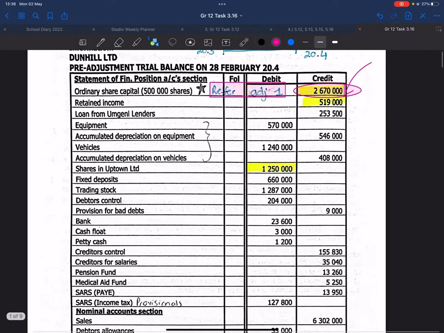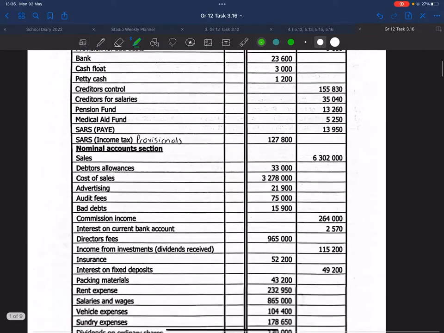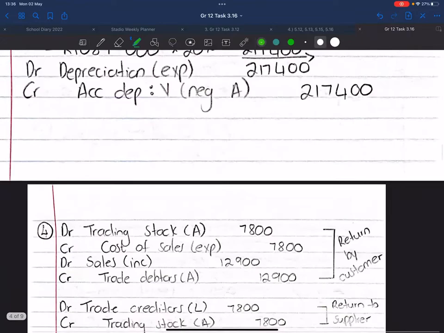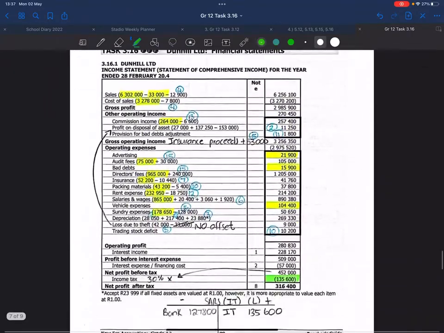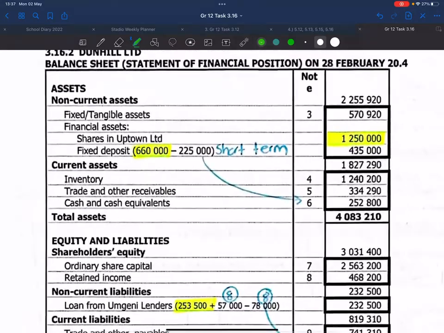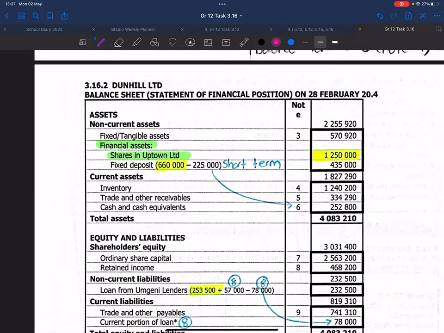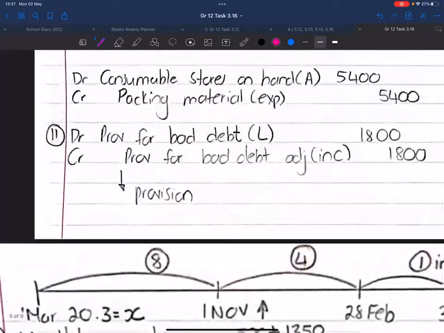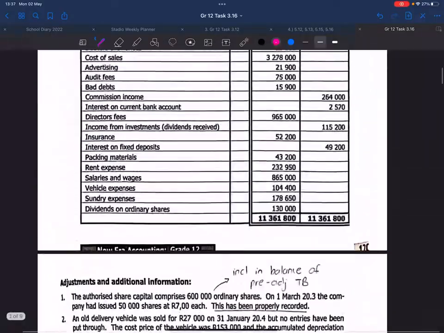Okay, then everything else is pretty straightforward, but then the only difference is here it says shares in Uptown Limited, so that's just another financial asset that we have. It's just a different type of financial asset. So instead of a fixed deposit, we now have a line item called shares in Uptown Limited that also goes under financial assets. So there's nothing too funny there. Then the rest of the pre-adjustment trial balance is straightforward.